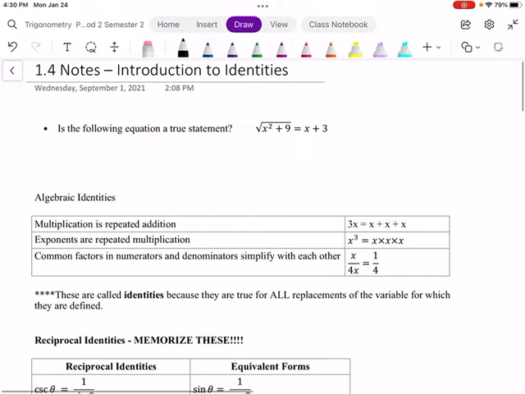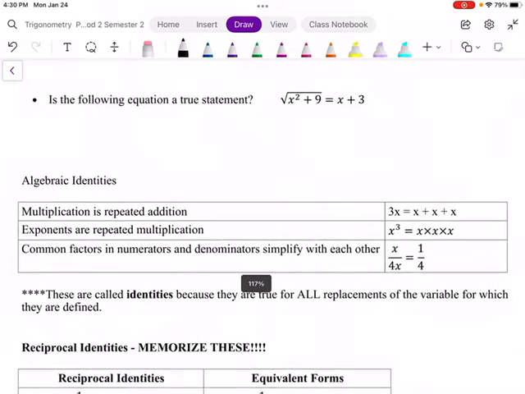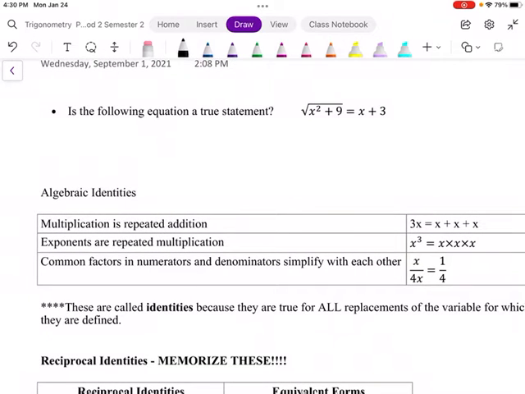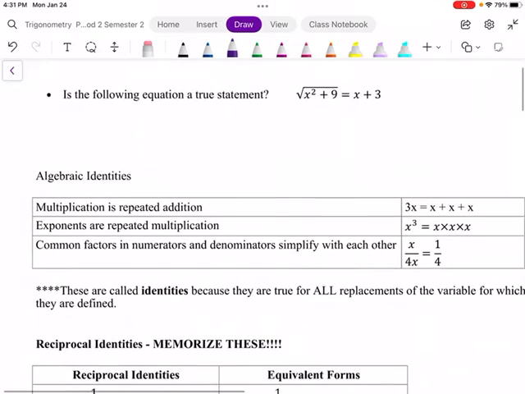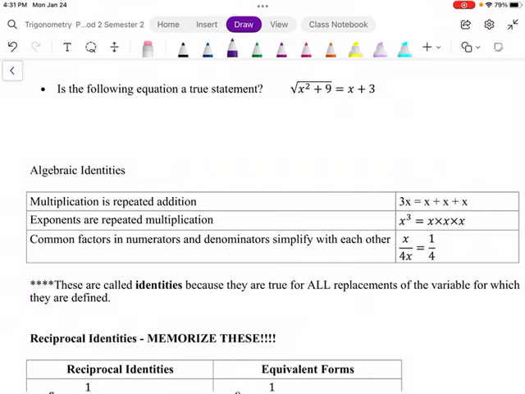Section 1.4 is on the introduction of identities in trigonometry. To start with that, we're going to start by reviewing some algebraic identities. The first question I want you to look at is the statement true for the square root of x squared plus 9 equals x plus 3? So take your guess if you think it's true or false and write it down.